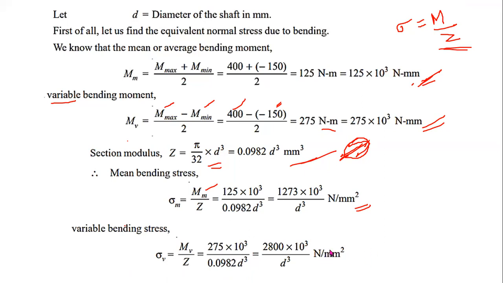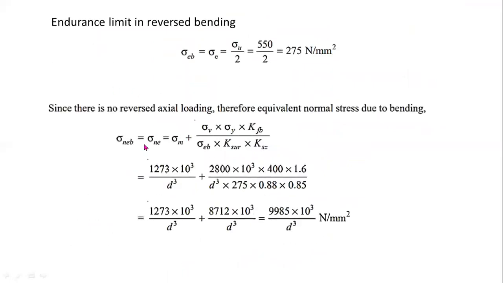After getting the mean and variable bending stress, we have to find out the value of equivalent normal bending stress. After getting sigma m and sigma v, you have to find out the value of equivalent normal bending stress, that is sigma ne. Here sigma e equal to half of the ultimate stress.